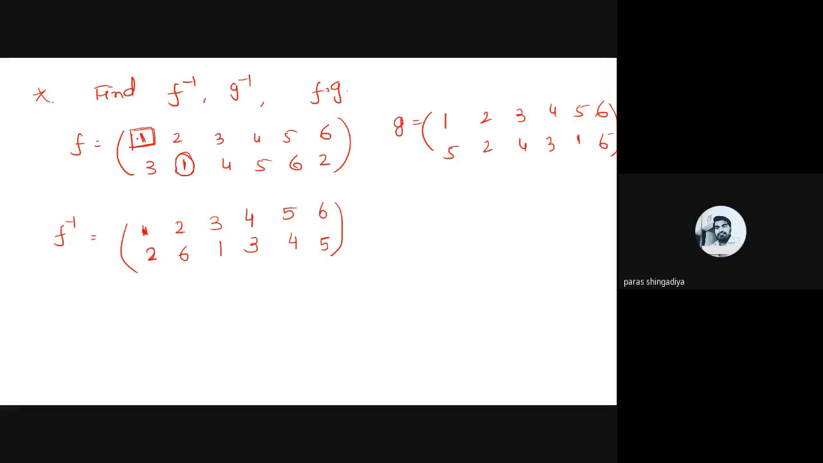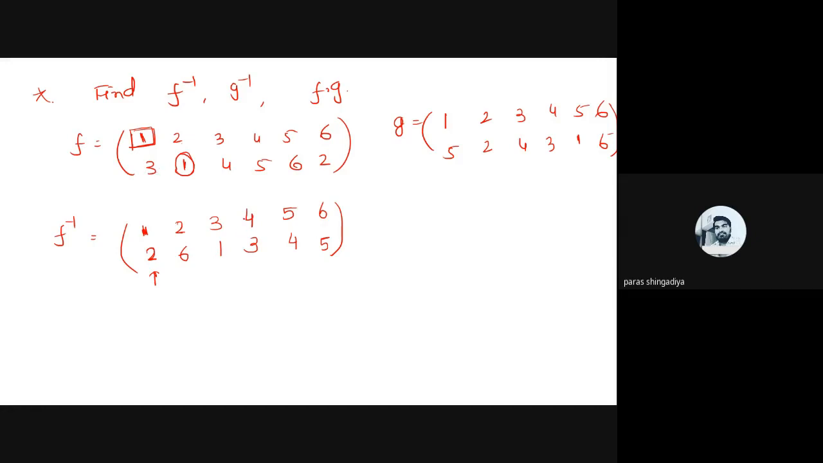Okay. So for 1, check 1 at which place, and now check its input value. So that is 2 here. So the inverse of the first element is 2 here. And now for 2, okay, 2 lies in the last place. So the inverse of 2 will be 6. Then for 3, it is in first place in the output, so its input value is 1.